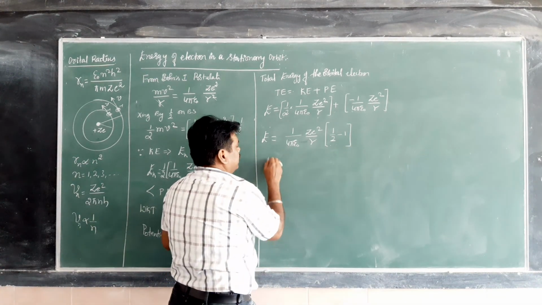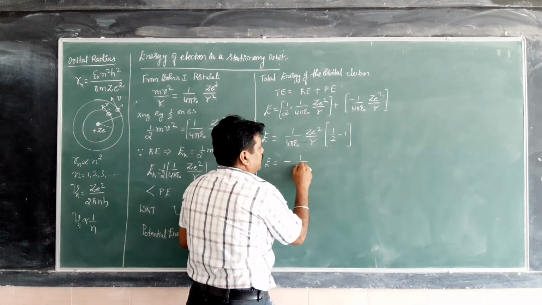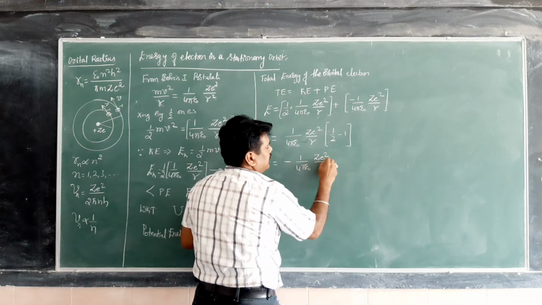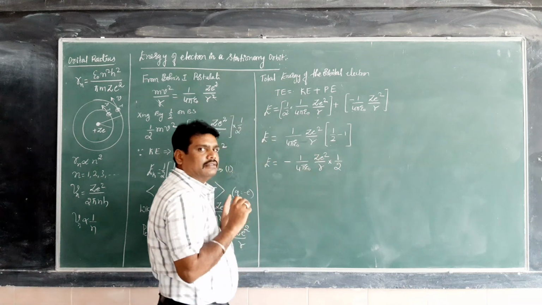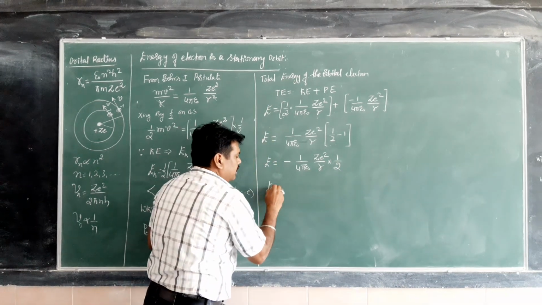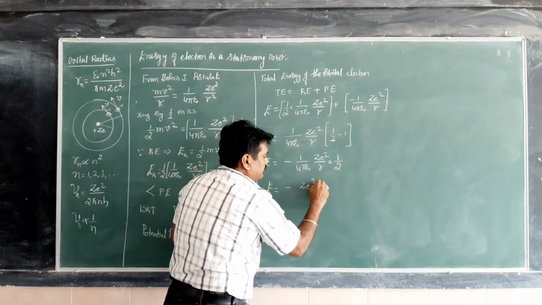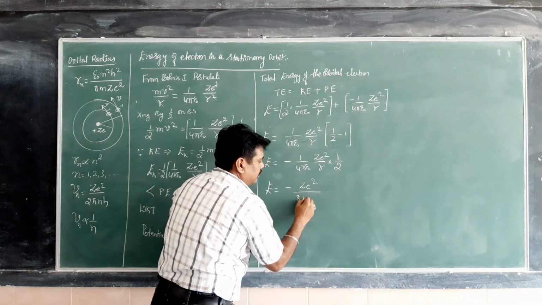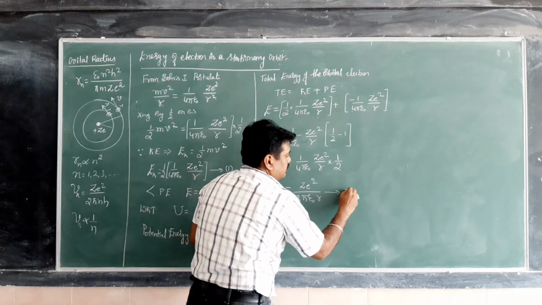So that will become E is equal to minus 1 divided by 4 pi epsilon naught into Z e square divided by R into 1 by 2. 4 2s 8. So then the formula becomes E is equal to minus Z e square divided by 8 pi epsilon naught into R. Say it is equation number 3.